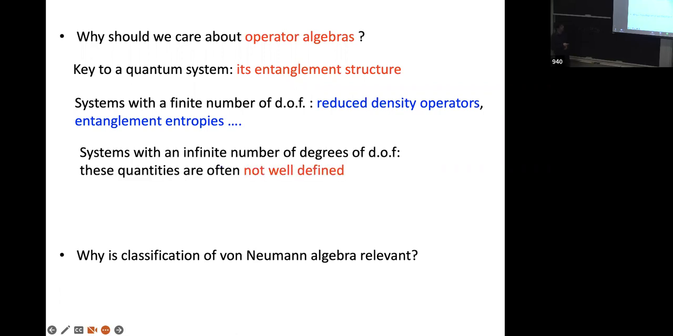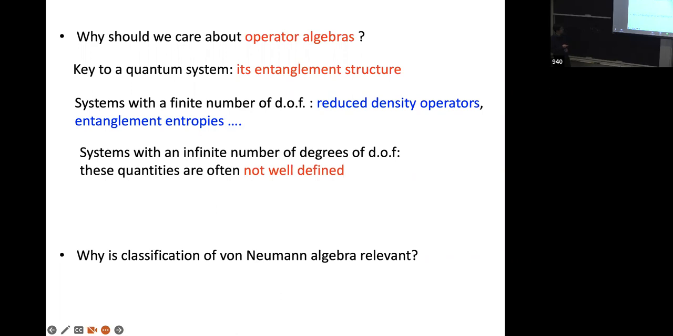But if you consider systems with an infinite number of degrees of freedom, then these quantities are often not well defined. If you go to quantum field theory and look at a subregion, you cannot define the reduced density operator for that region, and the entanglement entropy, strictly speaking, is not defined. We can try to introduce some cutoff to make them defined, but it's not intrinsically defined in the continuum limit. When you introduce a cutoff, you often lose some properties intrinsic to the continuum limit.